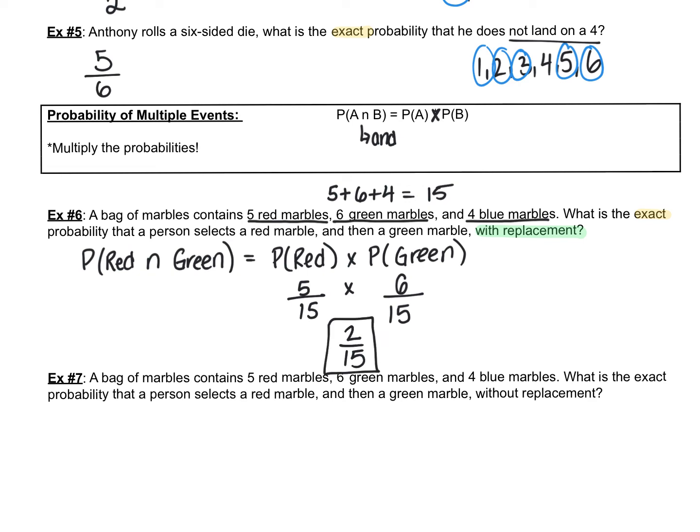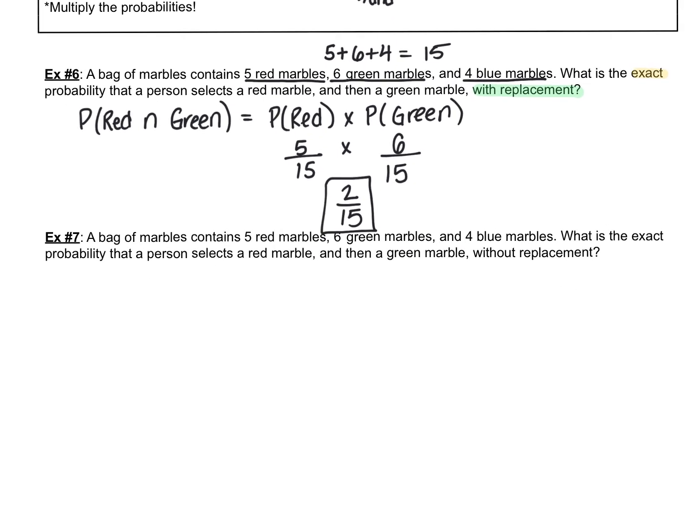All right, last but not least is number 7. Same scenario, the bag is going to contain 5 red, 6 green, and 4 blue. That means my total is still 15. Again, they want the exact probability that a person selects a red marble and then a green marble, but this time without replacement. So that means I'm not putting the first marble back in before I draw the second. So I want the probability of red and green, which means I take the probability of red and I multiply it by the probability of green.